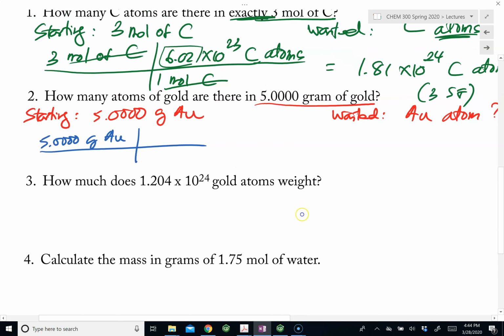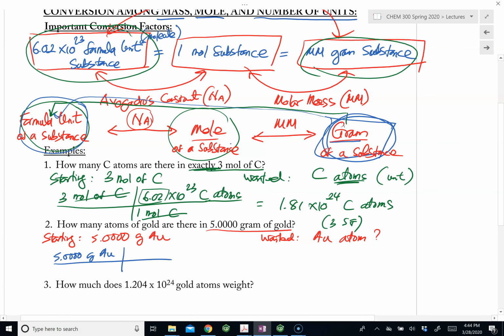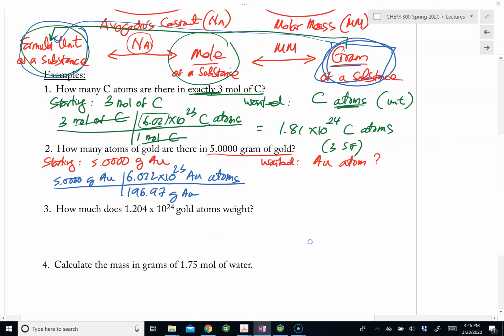And now we will have to use the molar mass, right? So we have to have the molar mass of this gold. And the molar mass of gold is 196.97 gram. So 196.97 gram of gold will be found in, and in here there would be 6.022 times 10 to the 23rd gold atom. So that's how we would then set up this problem right here.